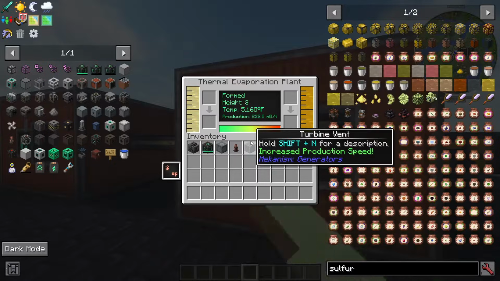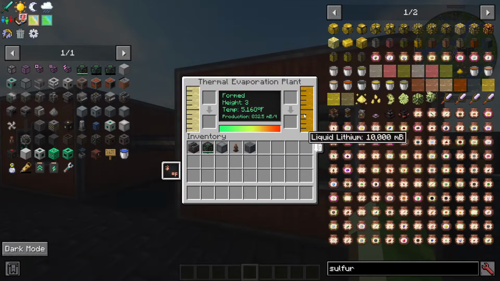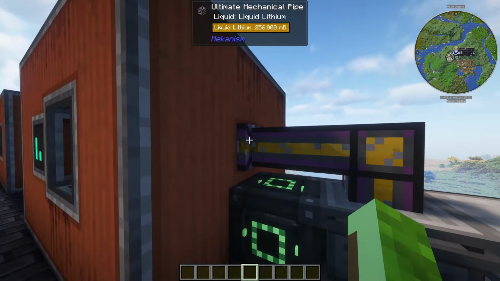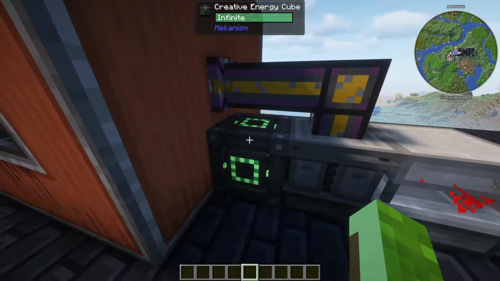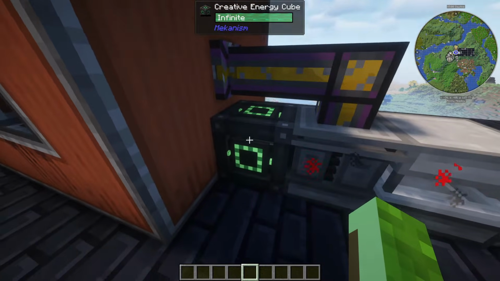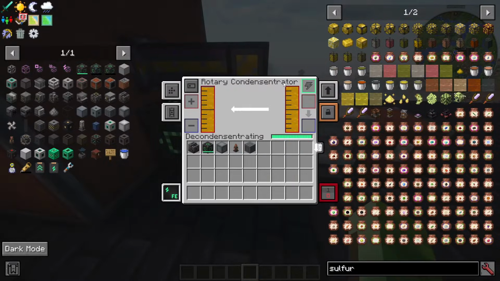The brine comes in here. It's turned from brine into liquid lithium, and then the liquid lithium is then pumped out using a mechanical pipe into a rotary condensator. This is then being powered by another creative energy cube, and what this rotary condensator does is we have it on decondensating, which means the arrow is basically pointing to the left and not the right, and then it turns liquid lithium into lithium, which is actually the gas form of lithium.